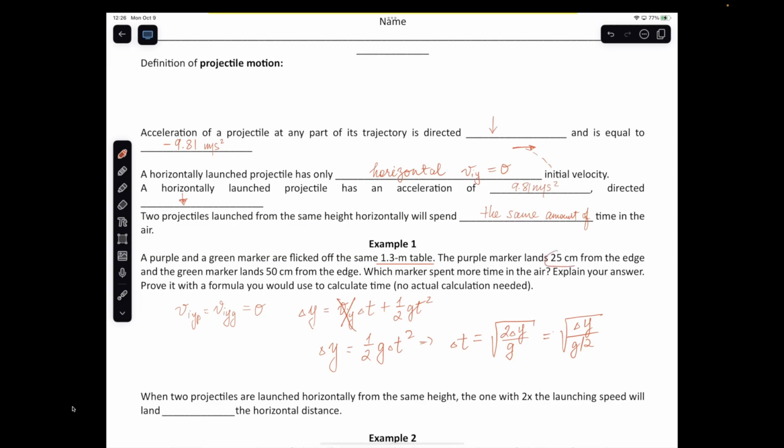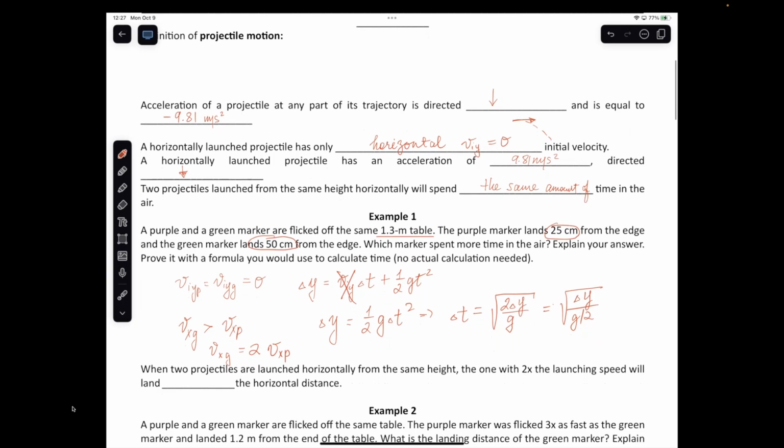The fact that the purple marker and the green marker land at different distances horizontally only means that Vx of the green marker is greater than Vx of the purple marker. How much greater? Well, if the delta x is double what the purple marker had, that tells you that Vx green was twice the Vx purple. So for example, if one of the markers lands 3 times farther, that means that it's 3 times faster horizontally. Again, that only happens if they both were launched horizontally from the same height.